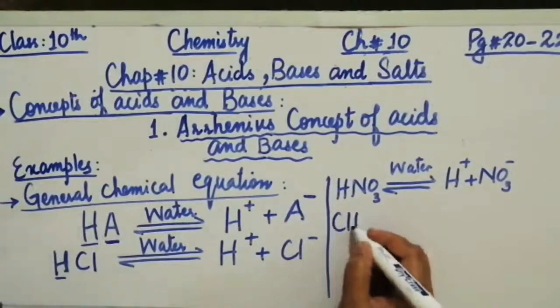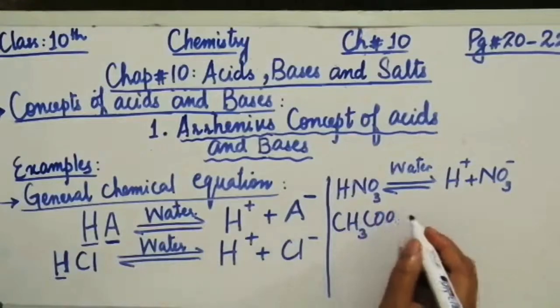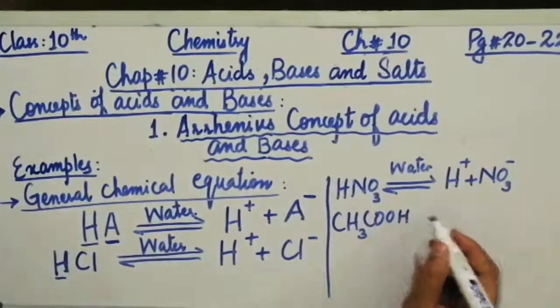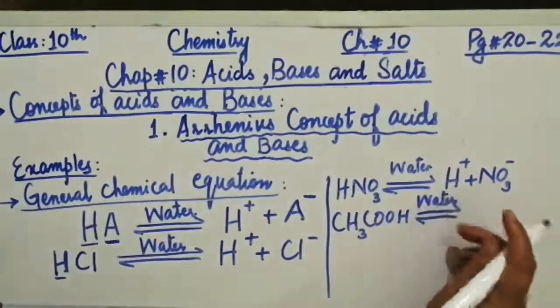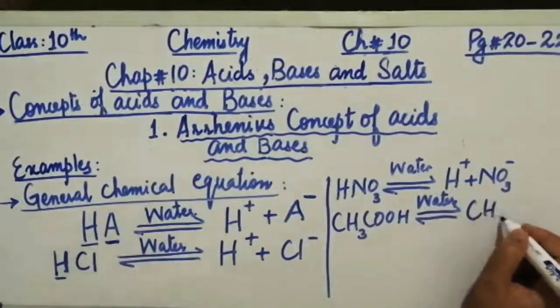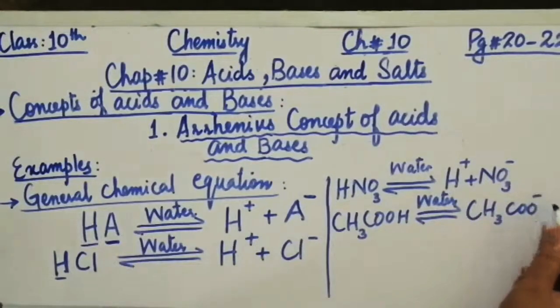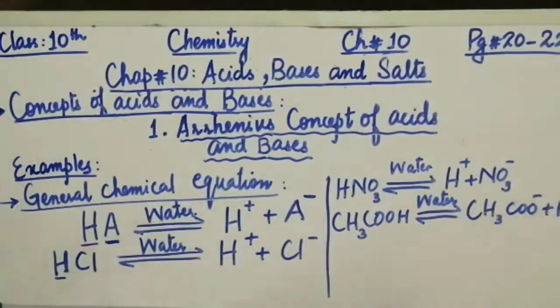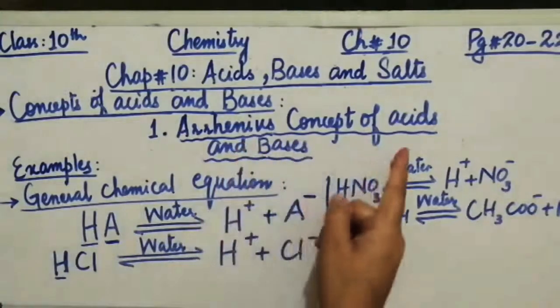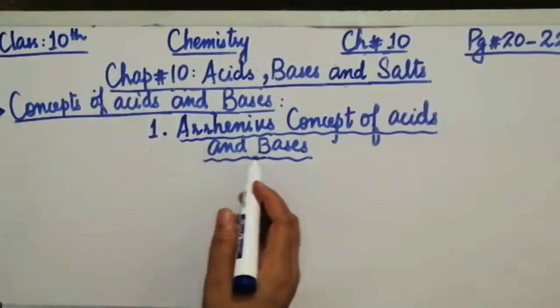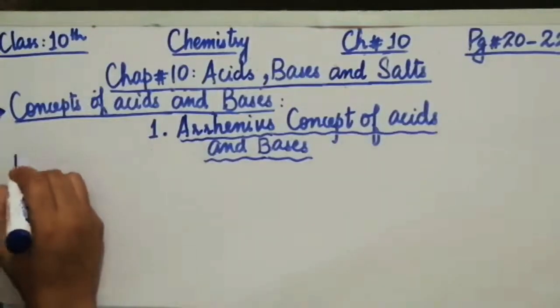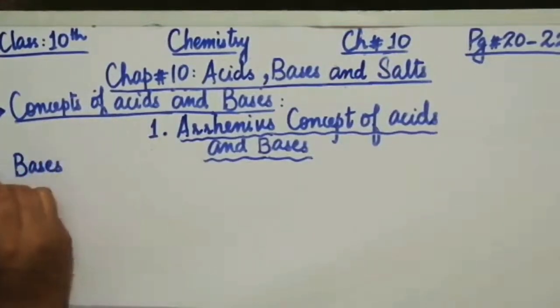Then we have acetic acid, which is also called vinegar or sirka in Urdu. So this acetic acid, whenever dissolved in water, dissociates into its acetate ion as well as hydrogen ion. So these are some of the examples of acids according to Arrhenius' concept of acids. Now in the same concept, Arrhenius also proposed the definition of bases after acids.